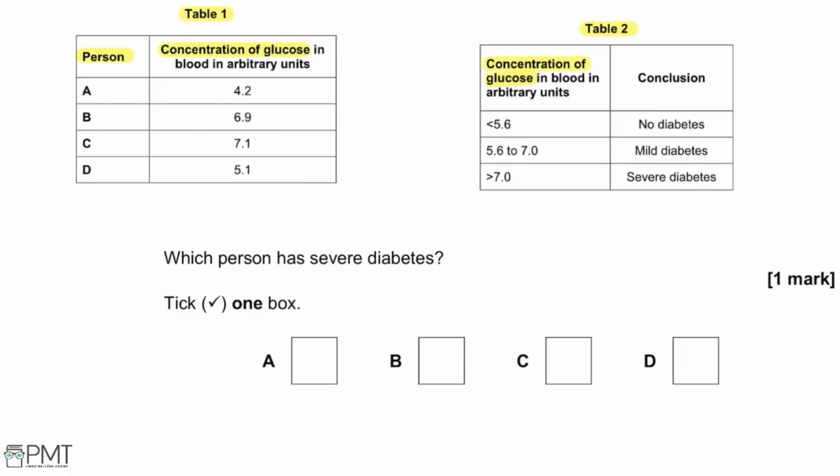Which person has severe diabetes? Tick 1 box. So we can have a look at table 2 and we see that greater than 7.0 is equivalent to severe diabetes. So we've got to look at table 1 and see who's got a value of concentration of glucose that is greater than 7.0. And that can be seen with person C, who has a concentration of glucose of 7.1. 7.1 is greater than 7.0, therefore person C can be identified as somebody with severe diabetes. So that's the box you tick.